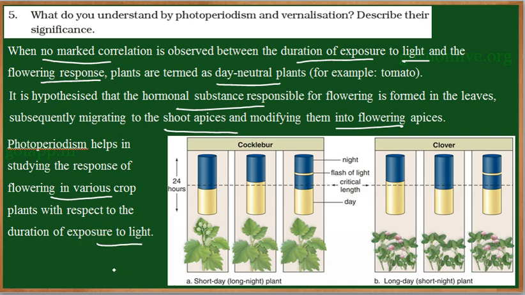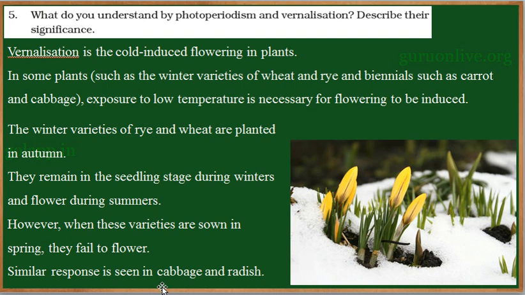This helps us to plant them in the particular duration. For example, if it is a short day plant, then you cannot sow it in the summer season, because during summer the days are longer and the plants do not flower on time. That is why it is necessary to understand photoperiodism.